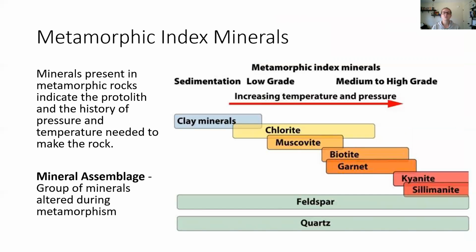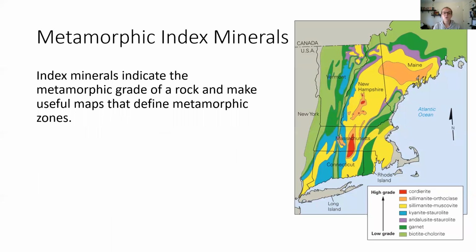So the group of minerals that you have can tell you, well, how much heat and pressure did this rock undergo? And the group of minerals you're going to look at are called mineral assemblages. Right? So it's the group of minerals that are all altered during metamorphism. So you can look at the group, and by looking at the entire group, figure out, oh, how much heat and pressure occurred here.